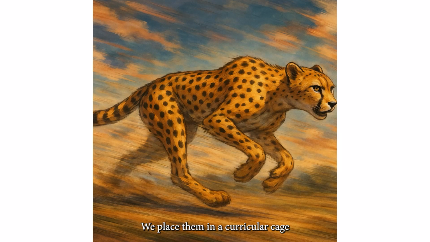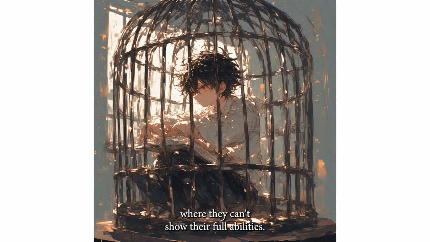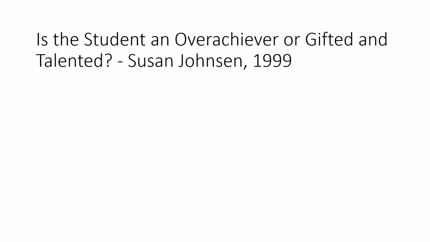We place them in a curricular cage where they can't show their full abilities, they don't have an opportunity to, and then we either call them an underachiever or we ask, are they actually gifted? Susan Johnson asks the good question of, is it possible to be an overachiever? Can a person actually do more than they're able? Because that's what an overachiever means. They achieve more than they can actually achieve.